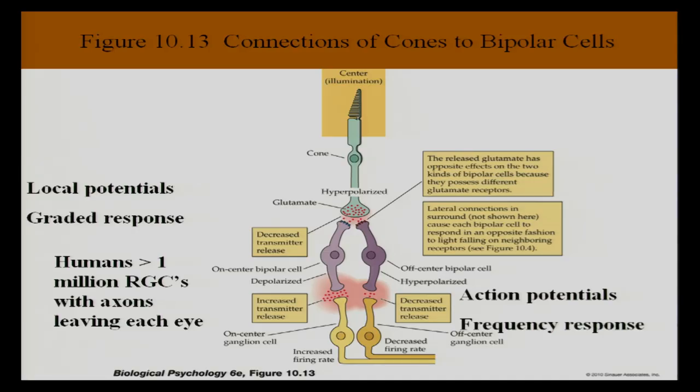So the first thing we want to consider are the receptive fields of these retinal ganglion cells. And so I just wanted to remind you that in the retina, the cones and the bipolars have local potentials.